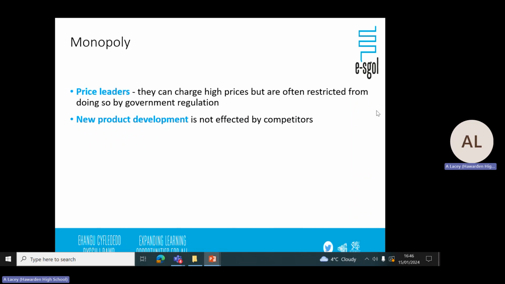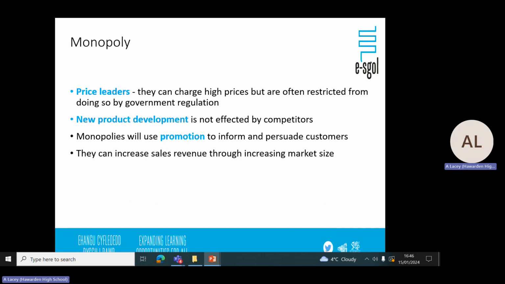Okay, so what is a monopoly? These are price leaders. They can charge high prices, but are often restricted from doing so by government regulations. New product development is not affected by competitors, and they tend, maybe, not to innovate as much as they could.